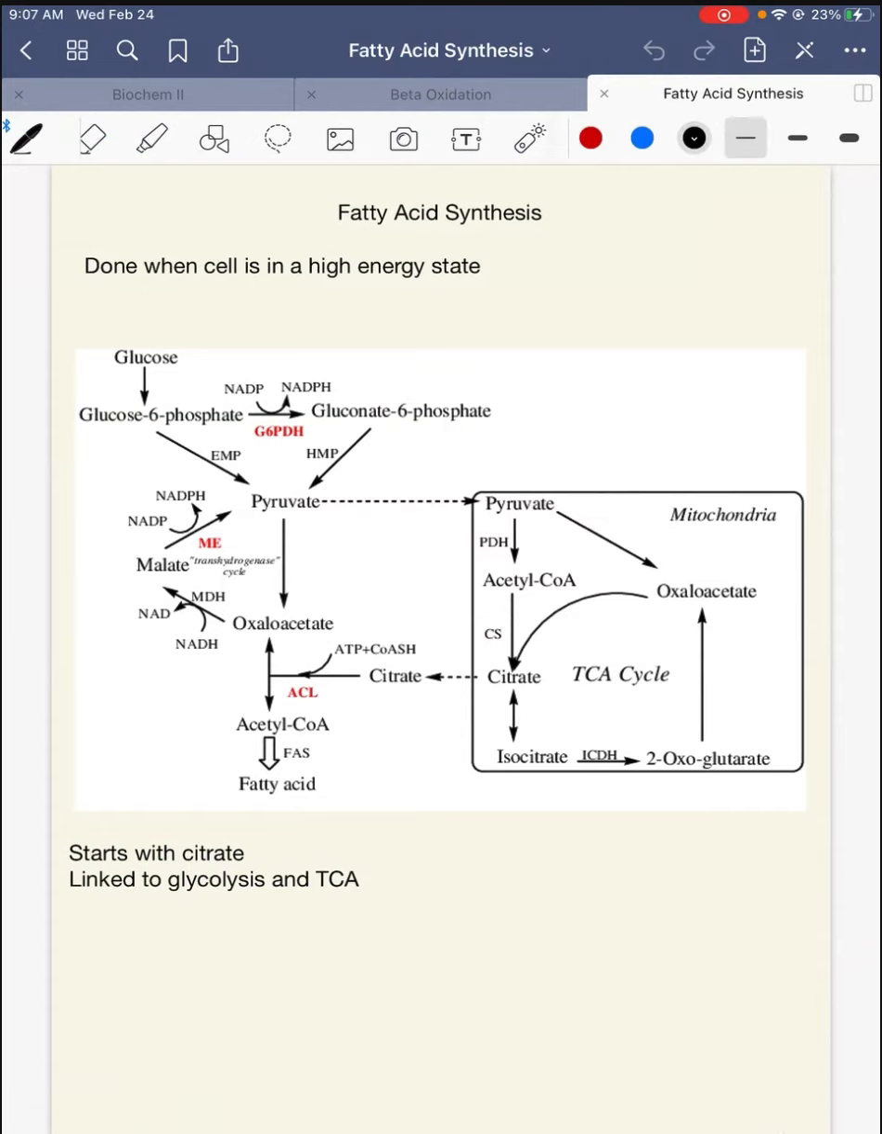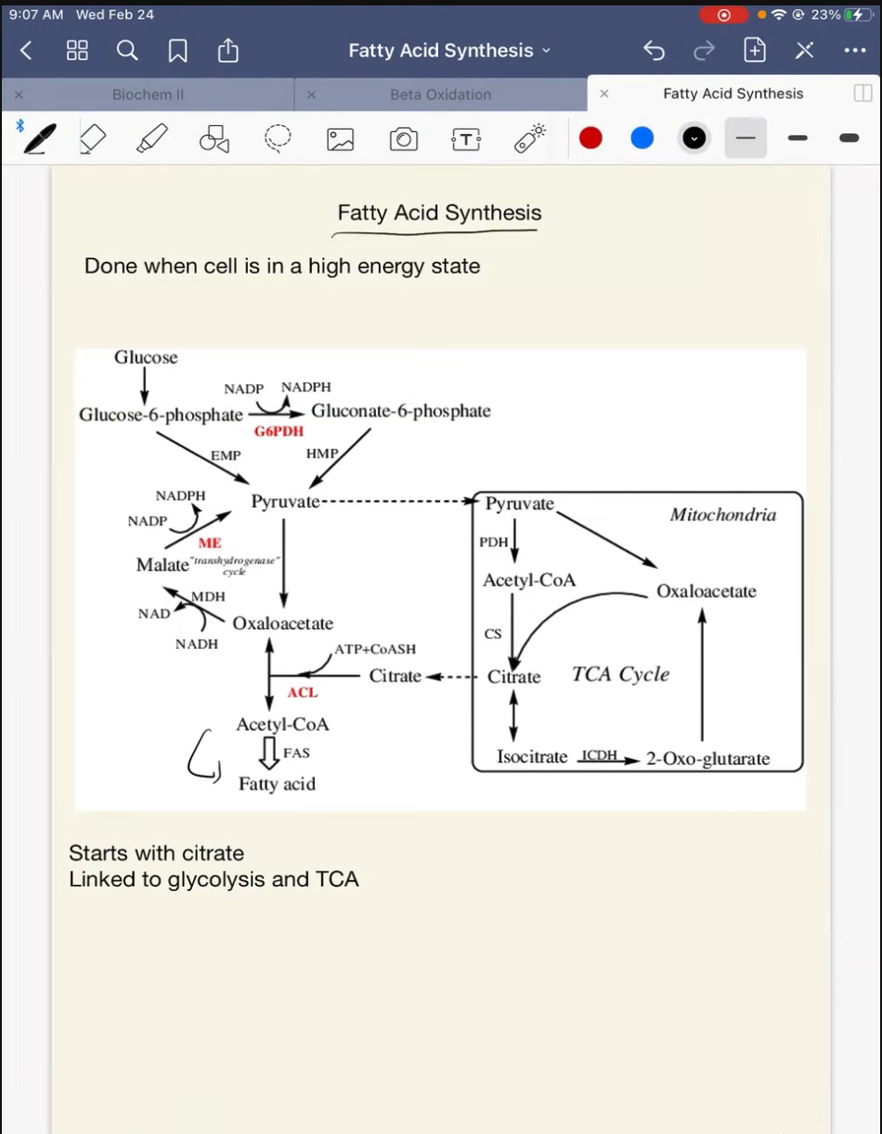Okay, in this video, we'll be going over fatty acid synthesis. Basically, what fatty acid synthesis is, it's the storing of acetyl-CoA into different fatty acids, and then they can be modified after. So this is the opposite of what beta oxidation is. Beta oxidation is the breaking down of fatty acids, and then fatty acid synthesis is just the storing of fatty acids for later use when we have high energy.